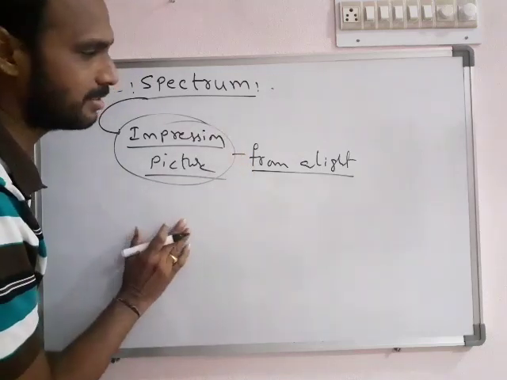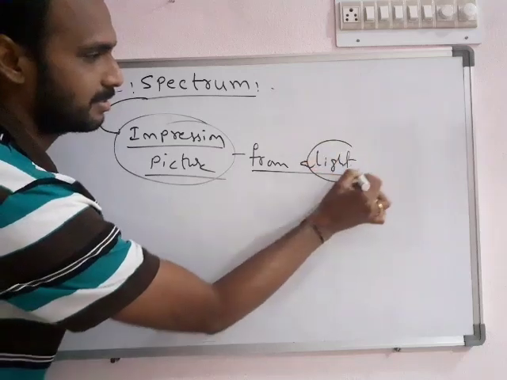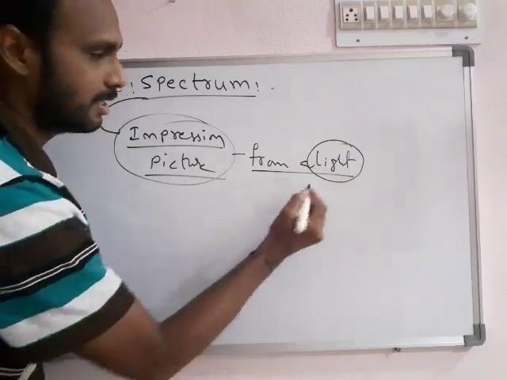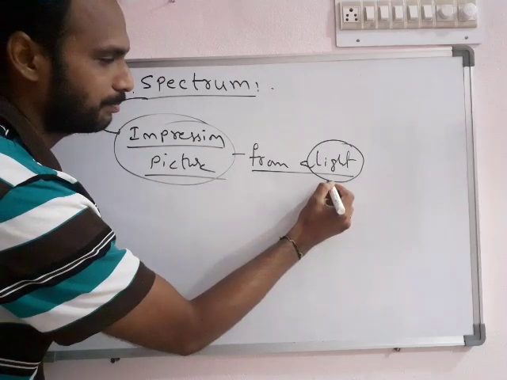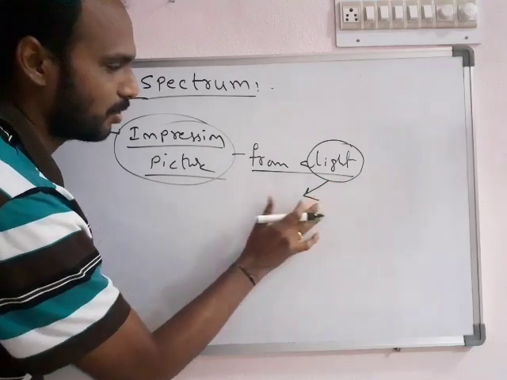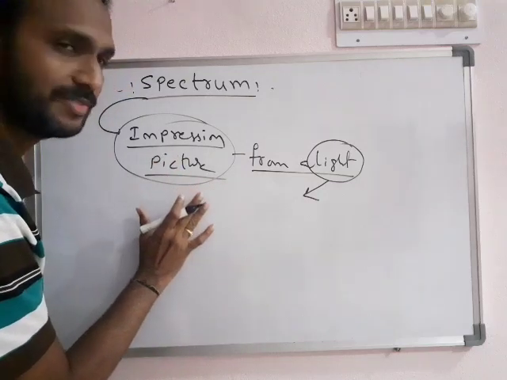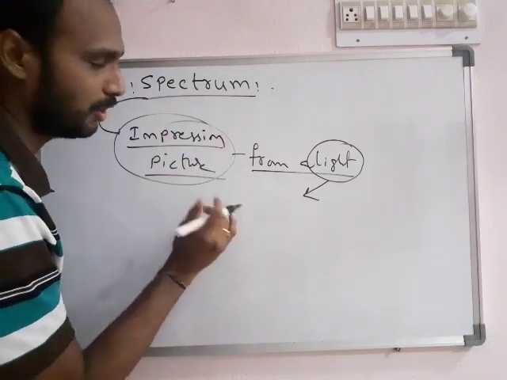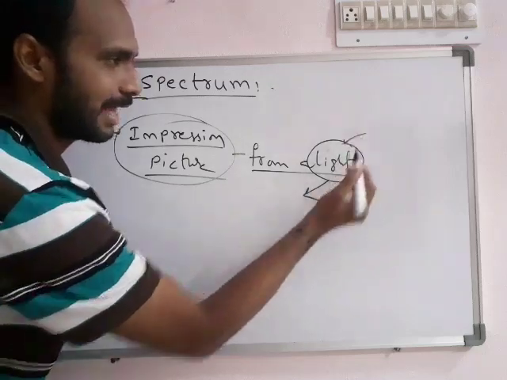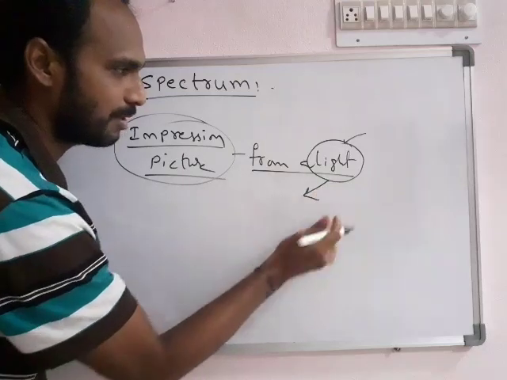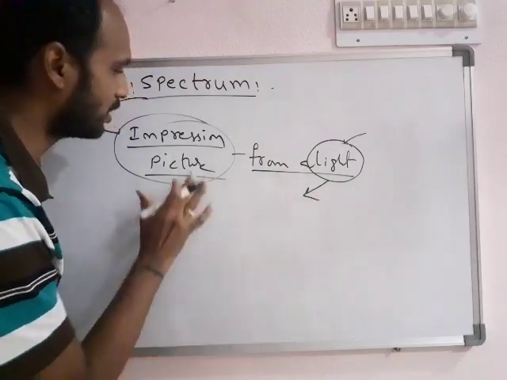Here the importance is, what is that light? The light is very important. By the use of light only we are able to get the impression or the picture which is known as spectrum. Now the thing is how to obtain this light. For example, if you obtain this light from an atom, that is called atomic spectra.